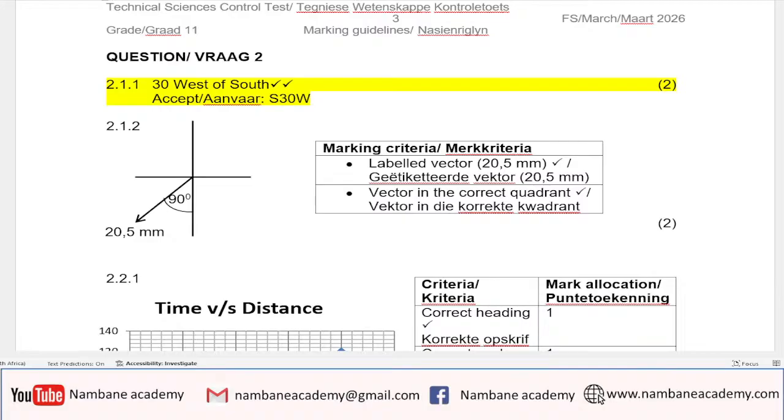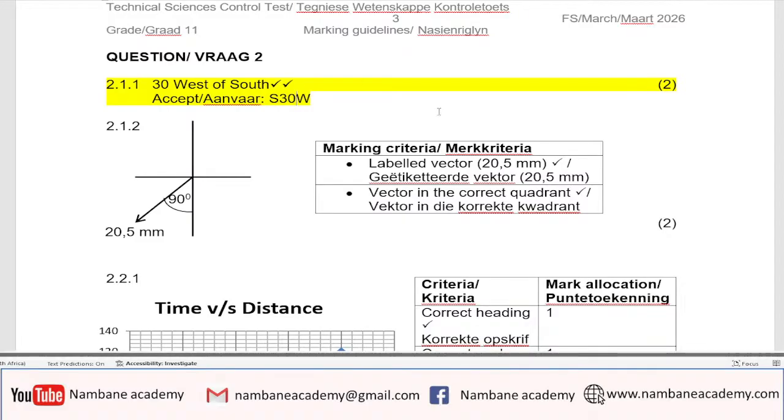Give the direction the learner will walk from point D to C in terms of compass direction. Then on the memorandum, it's saying that the learner can state either in words 30 degrees west of south, or they can give it as S30°W. Are there any additional inputs to that?